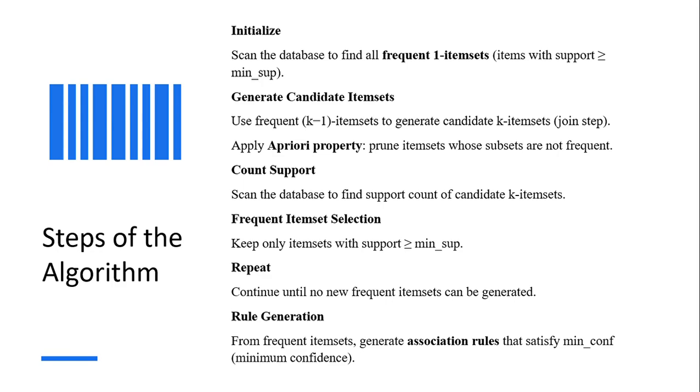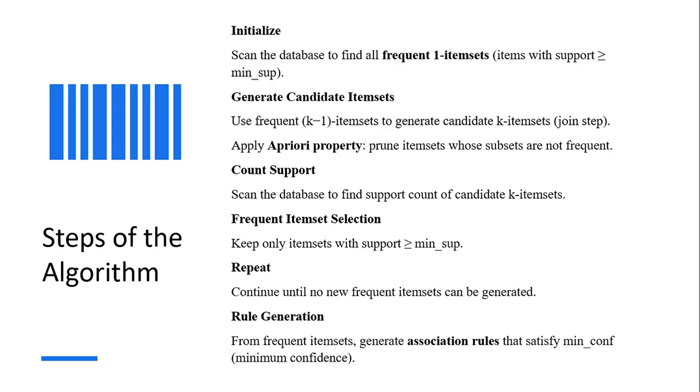Third, count the support. So scan the database to find the support count of the candidate k item sets. Fourth one, frequent item set selection. Keep only those item sets with a support greater than or equal to minimum support. Minimum support will be given in your problem statement. Repeat, continue until no new frequent item sets can be generated.